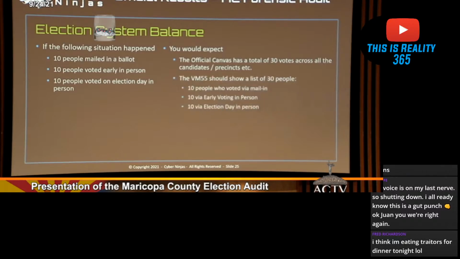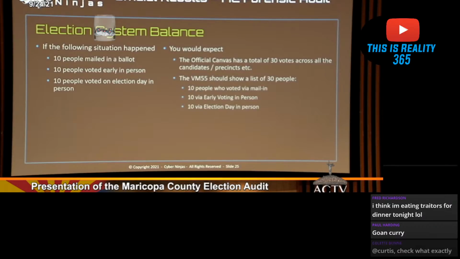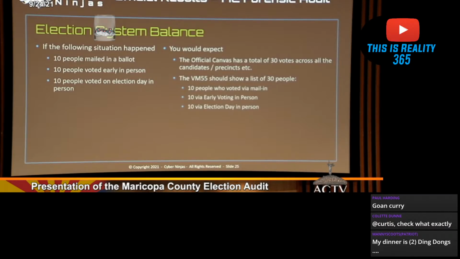You would also expect that if you went to your VM55 file, you should see 10 people who voted via mail-in because it has different codes based on that. You should have 10 people who voted early in person and 10 people who voted on election day, and every single one of those entries should have the name and address associated with the person that matches up with their voter rolls.